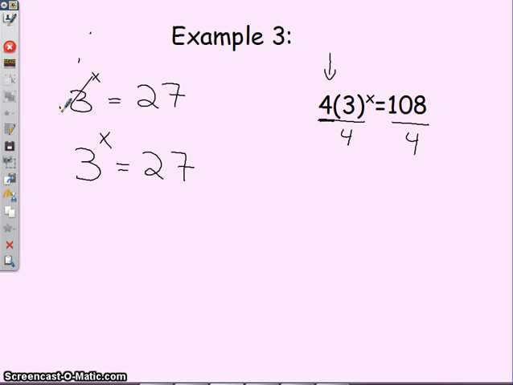We know that we can write 27 as 3 raised to the 3rd power, or 3 to the x power equals 3 to the 3rd power. Now, once we have our bases the same, in this case they're going to be 3's, we can simply make our exponents equal to each other, or x is equal to 3. I think if you do the work, you'll find out that 4 times 27 actually gives you 108. So x must be equal to 3.